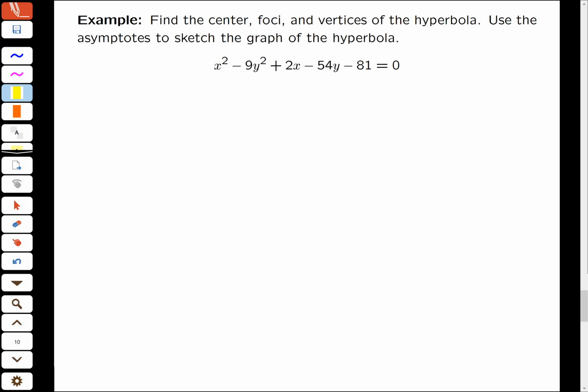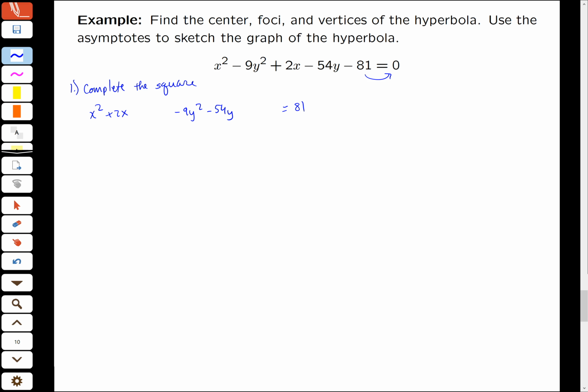Find the center, foci, and vertices of the hyperbola. Use the asymptotes to sketch the graph of the hyperbola. Here again, complete the square. So group the x terms together. I have x squared plus 2x. Group the y terms together. And take the 81 over to the other side.